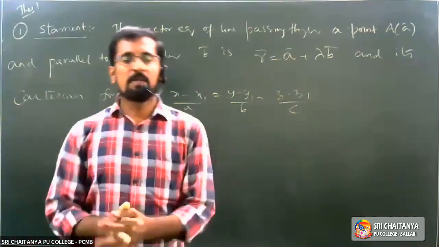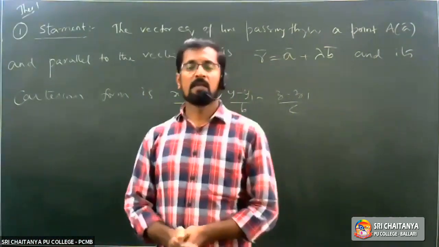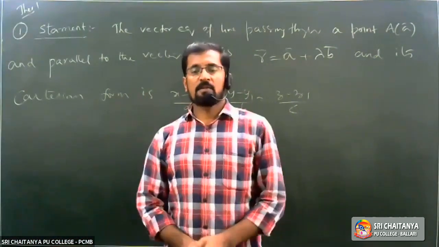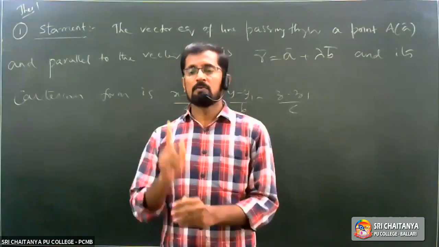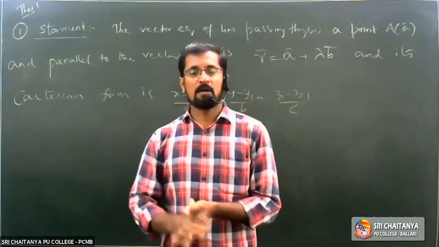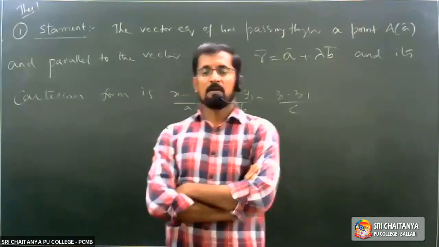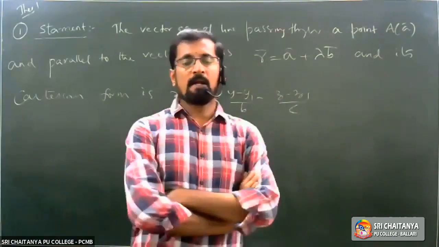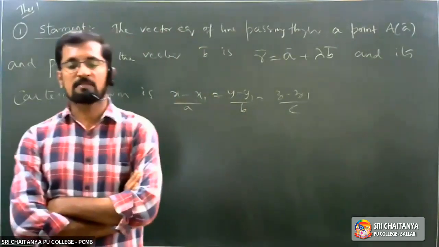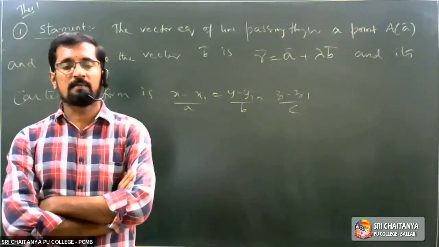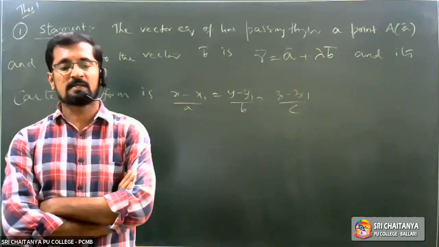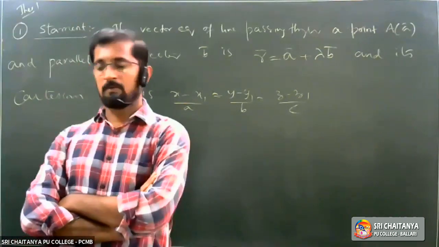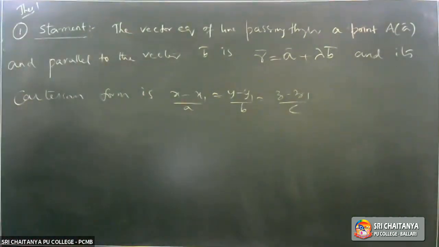I am going to repeat these statements once again. The vector equation of the line passing through one point capital A bar and parallel to the vector B bar is R bar equals A bar plus lambda B bar, and its Cartesian form is (x minus x1) by a is equal to (y minus y1) by b is equal to (z minus z1) by c. Right? Now, how to prove this?